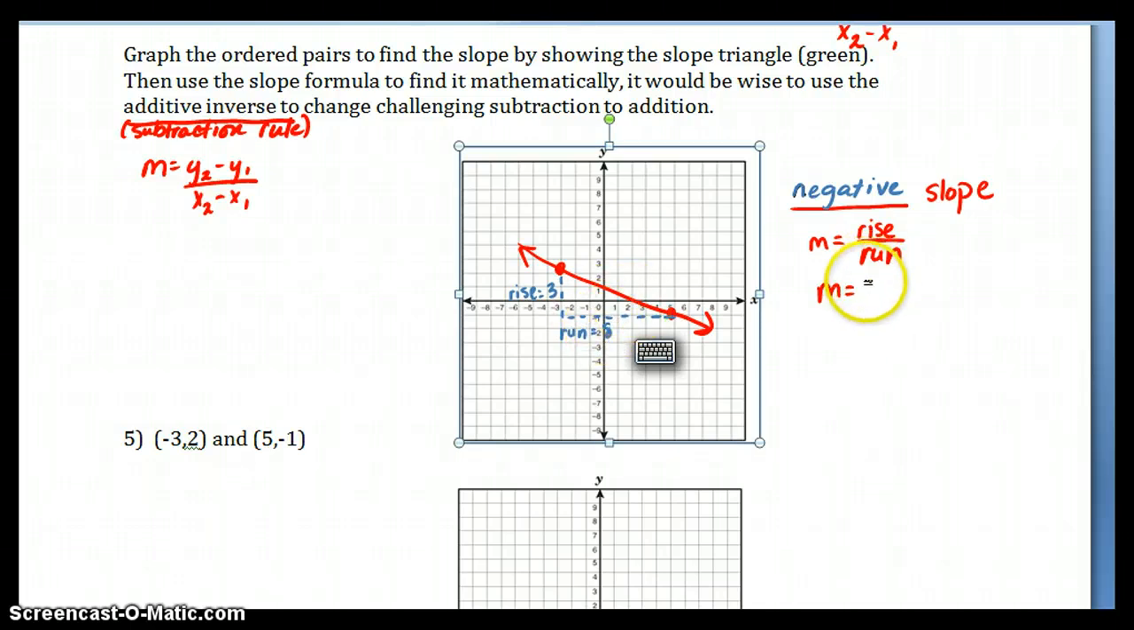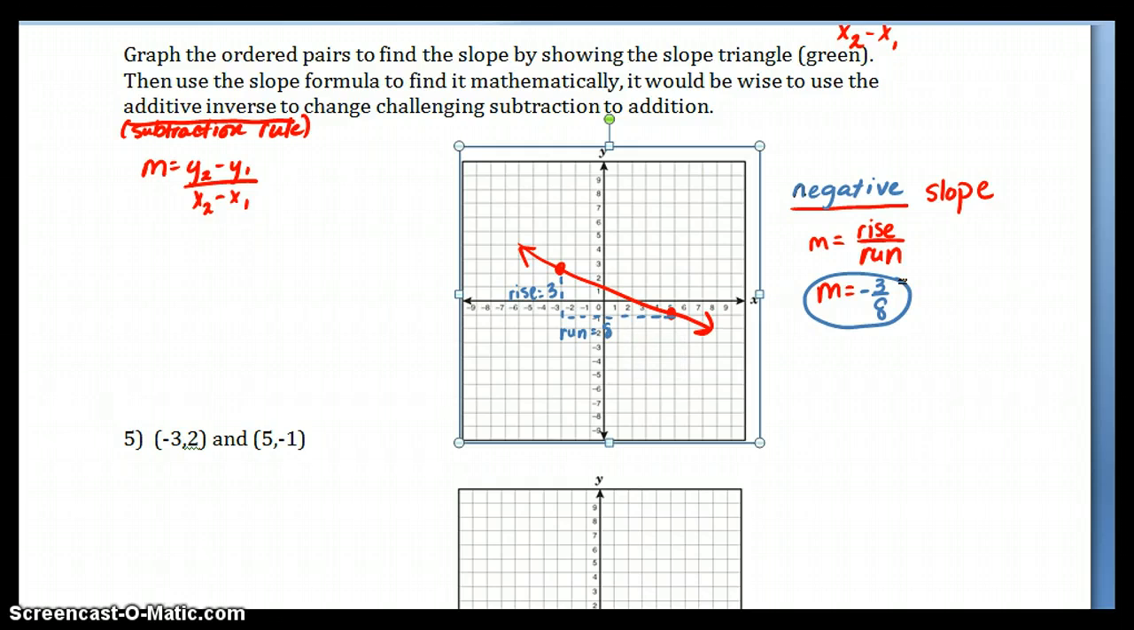So rise is 3. Notice I'm not putting the negative with it. And the run is 8. Even though I went down, I know I went in a negative direction. I'm not going to use that. I'm just going to know that this picture shows negative slope, so I'm going to stick the negative out in front. So m equals negative 3/8. So that's slightly different than the book.